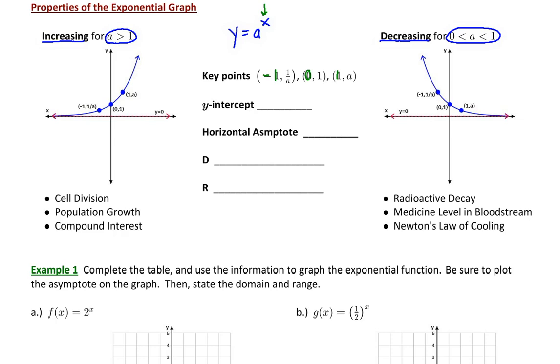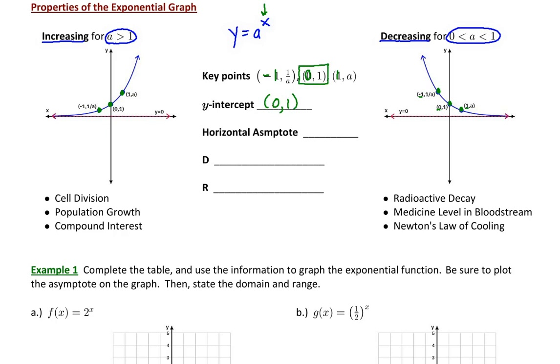Notice on our increasing exponential function, we have 3 key points here in the middle. X values are -1, 0, and 1. And on our decreasing exponential function, we have 3 key points with the same x values, -1, 0, and 1. Both of those functions share the same y-intercept. Observe on both graphs, the y-intercept is 0, 1. That's our middle key point there.